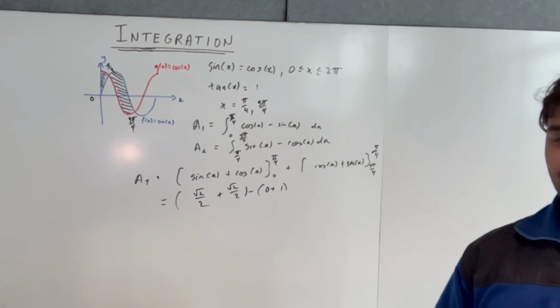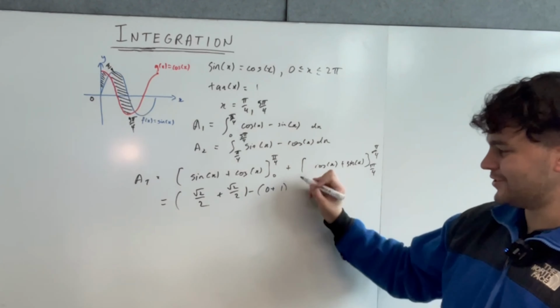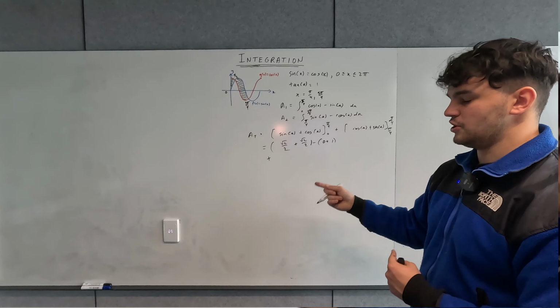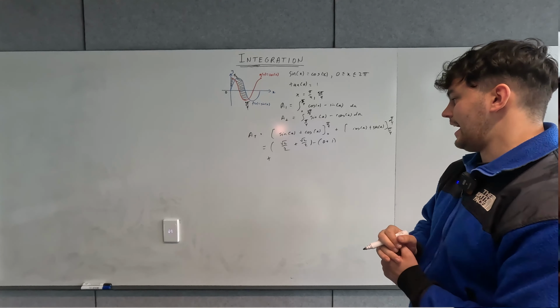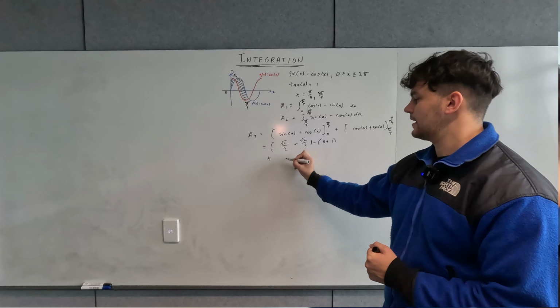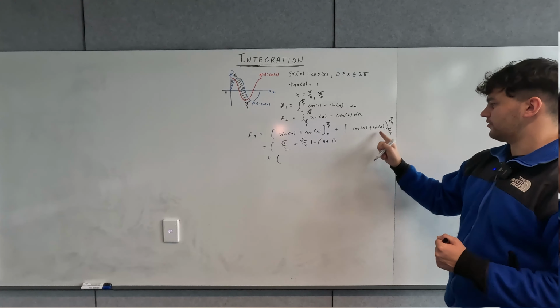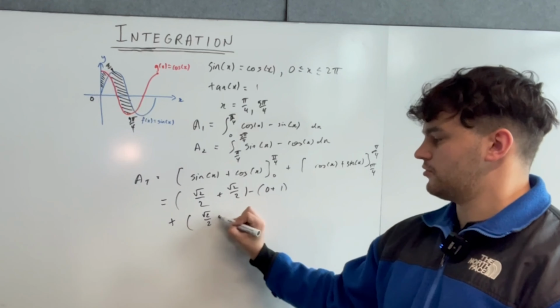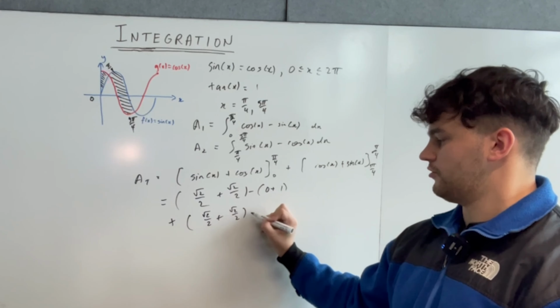Don't get this wrong, cos of 0 is not equal to 0. A lot of people do that. A lot of my students do that, and it's because they just see cos of 0 and think it's going to be 0. Cos of 0 is actually 1, because it's the x value when the angle is 0 on the unit circle. Now, cos plus sine of x for pi on 4 is exactly the same as this substitution here. So that was root 2 on 2 plus root 2 on 2.